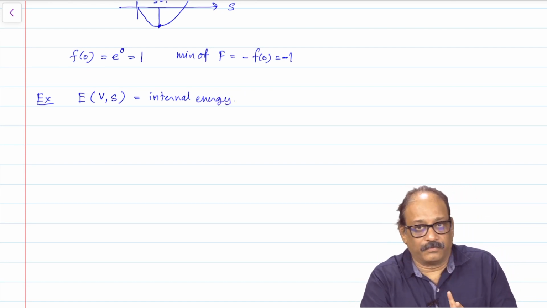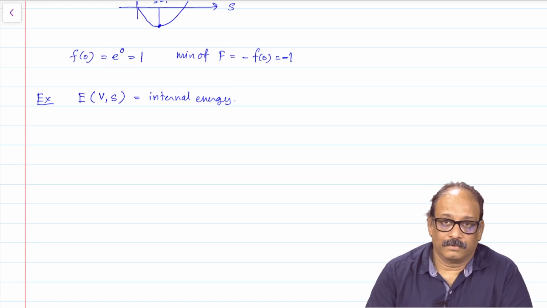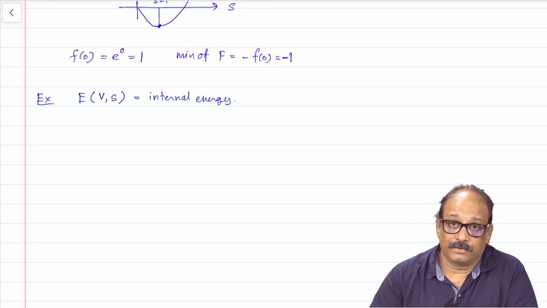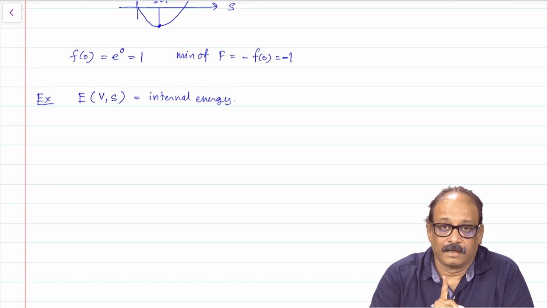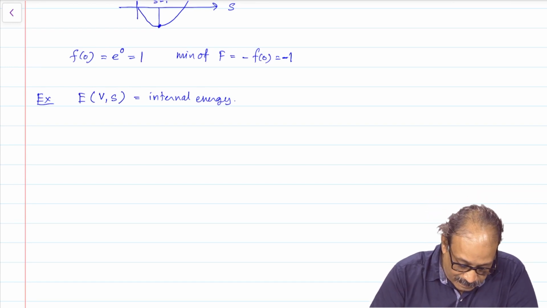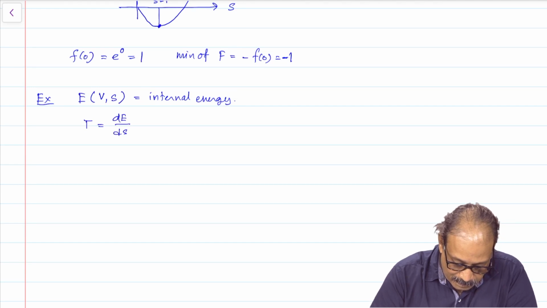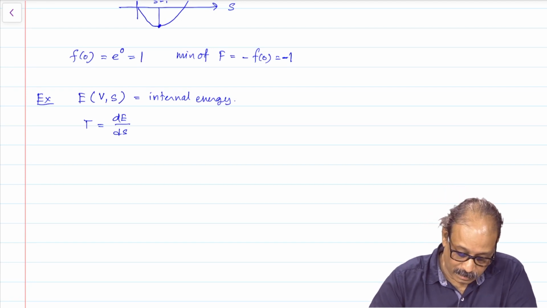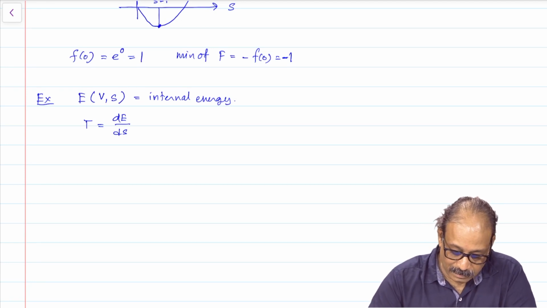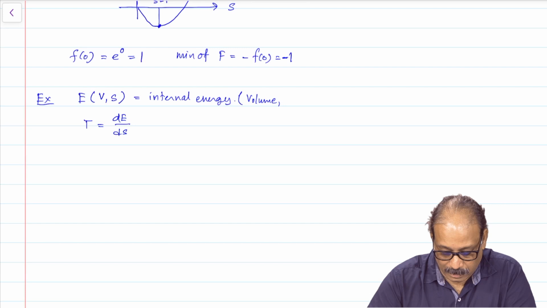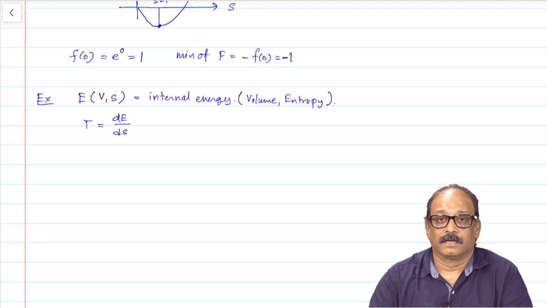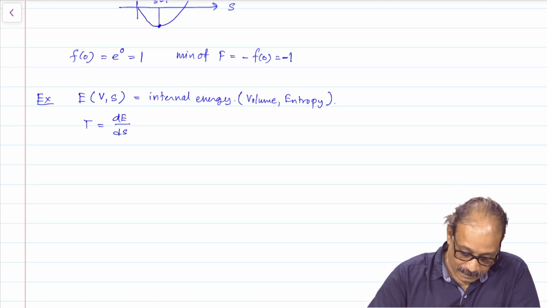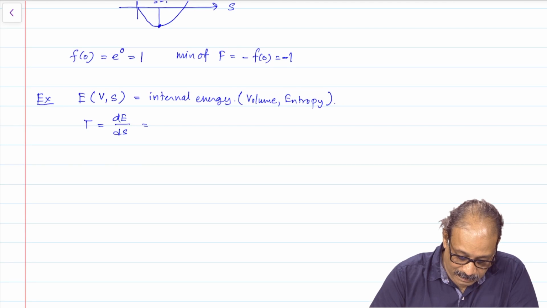Okay. It is a function of two variables, remember. Now, what I want to do is this. I want to transform only one of the two variables. I want to transform S. So, define T as dE by dS. Here let me write down: internal energy is a function of V, of course, which is volume, and entropy. Define T as a new quantity, dE by dS, and call it temperature.